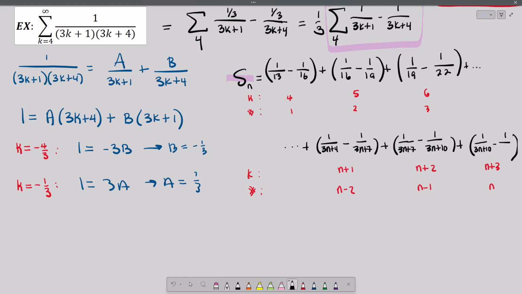n plus 3 there. So multiply that by 3. We get 3n plus 9 plus 4. So 3n plus 13. 3n plus 13. So there is our S sub n.